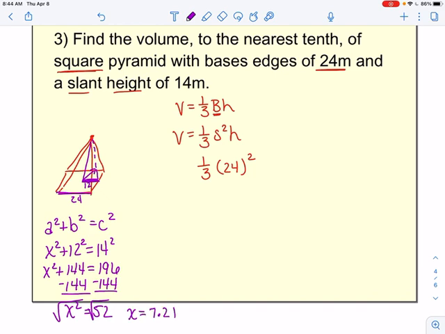I get that the question is saying to the nearest tenth, but I won't round to the nearest tenth till the very end. So now I finally have that 7.2 is going to be your height. I'll put that back into this formula right here, and now all we have to do is put that all into the calculator and multiply, hit enter. This time we're going to round to the nearest tenth, which is one spot after the decimal. So it's going to be 1,384.3.